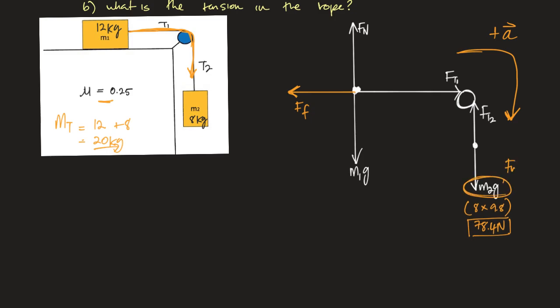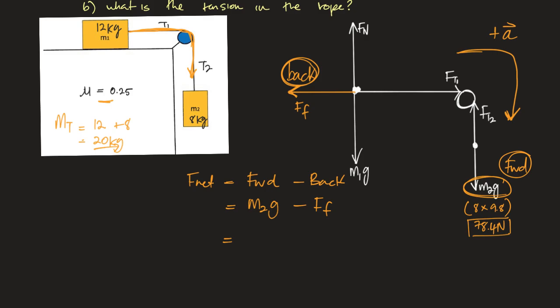M2G is my forward situation, and my force of friction here is what's holding it back from going over. So the first thing that I need to do is find the acceleration of my system. When I'm doing my calculation, I need to make sure that I'm looking at F net. I know that F net is equal to the forward minus the backward, and my forward is M2G minus the backward, which is the force of friction. Now M2G I've worked out there is 78.2 newtons, minus force of friction.